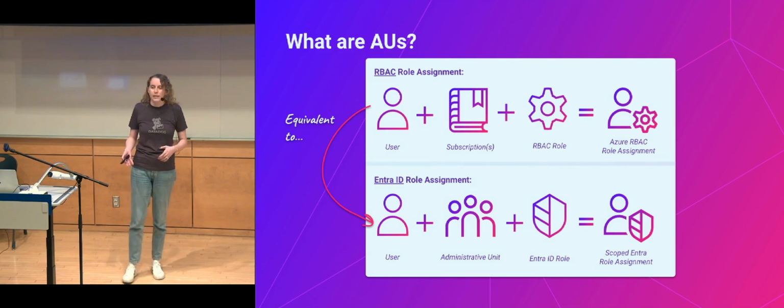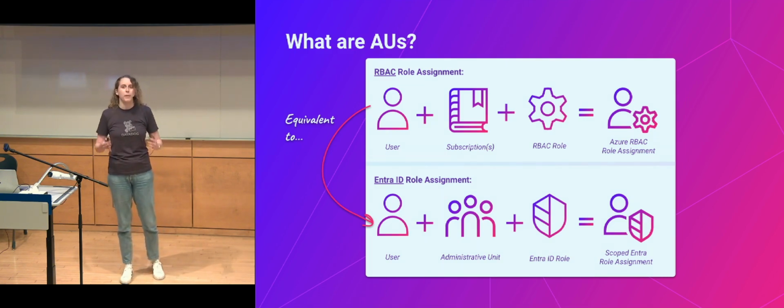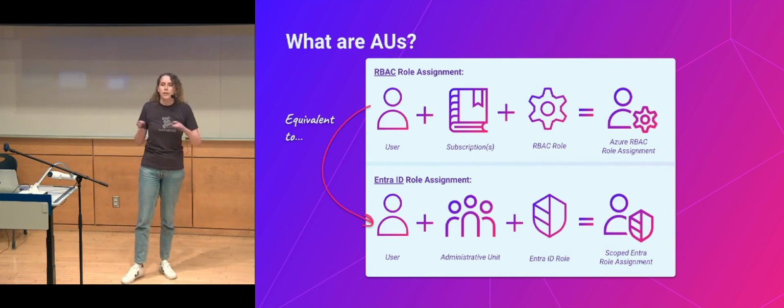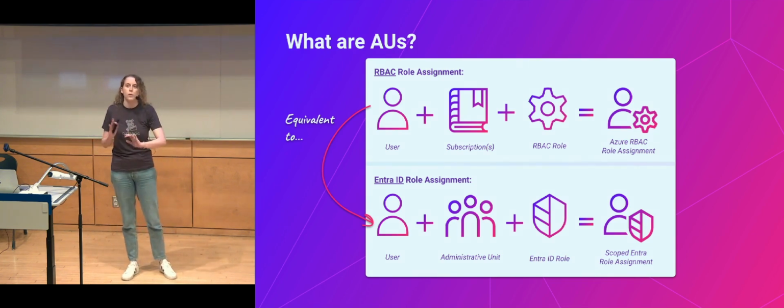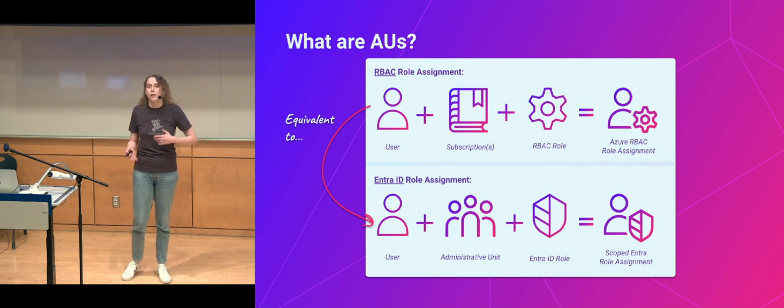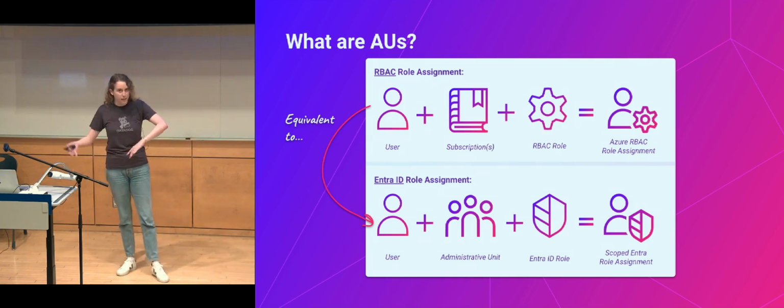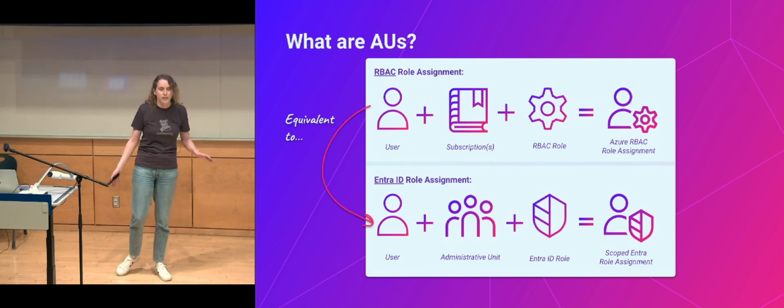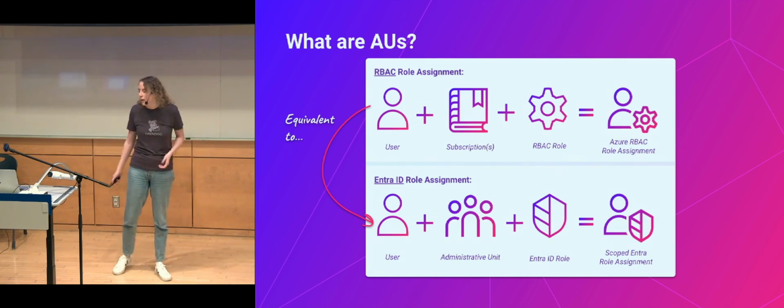Administrative units give us the ability to scope that role assignment back down. By creating an administrative unit, we can place users or group objects or devices, and then do a scoped role assignment of an Entra ID role to a user over that administrative unit, meaning that they won't be able to reset everybody's passwords. Now it's just your team.